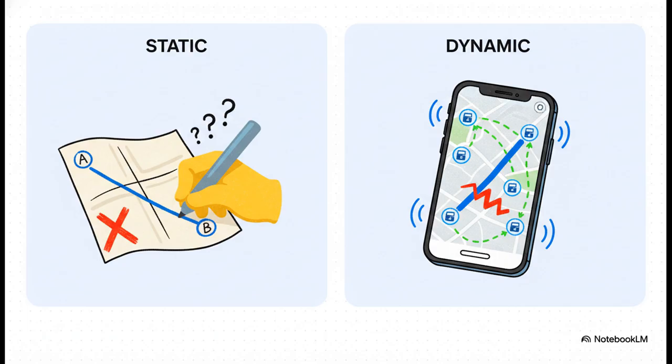On the other hand, we have dynamic routing, the live GPS. This is where routers are constantly talking to each other, automatically sharing updates about the best paths and any changes on the network. This amazing adaptability, well, that's the foundation of the entire modern internet.